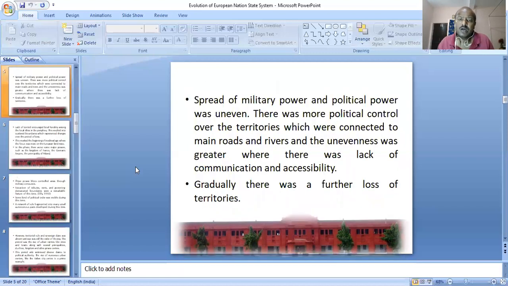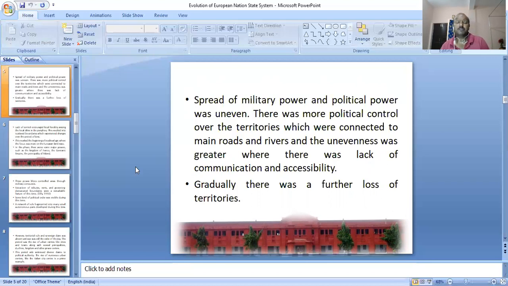Spread of military power and political power was uneven. There was more political control over the territories which were connected to main roads and rivers, and unevenness was greater when there was a lack of communication and accessibility. This was going to happen because military power and political power have limitations when you have geographical disadvantages. For example, you don't have any communication system, we don't have any accessibility to those lands. So naturally, they will suffer.